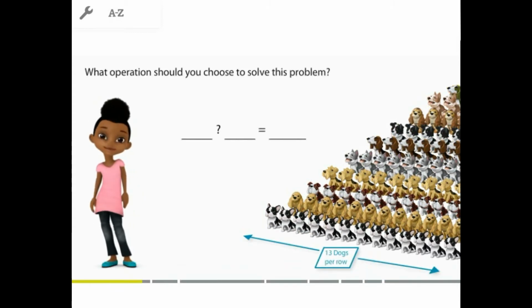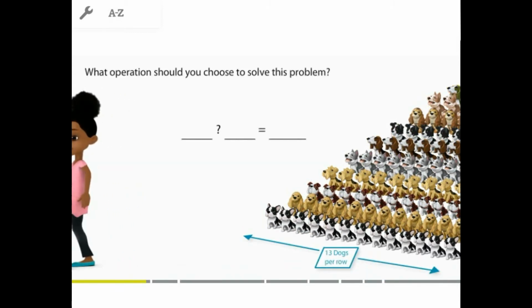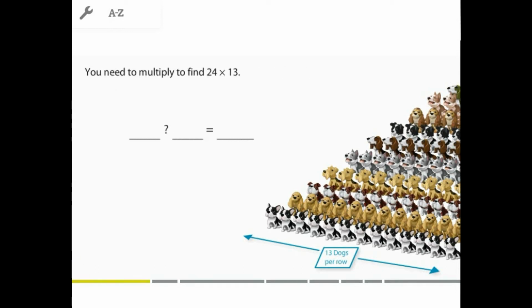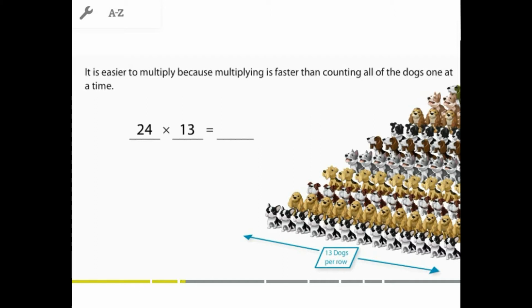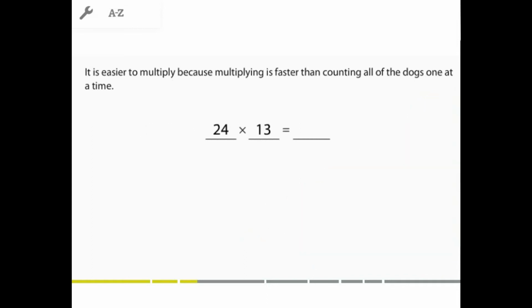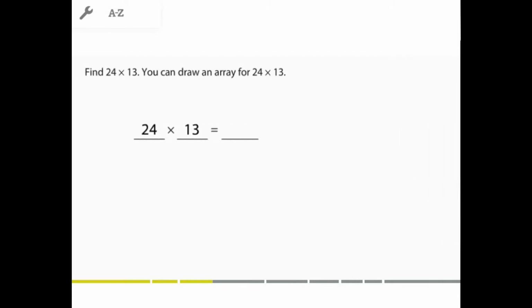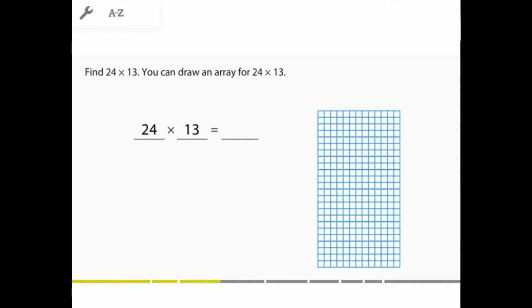What operation should you choose to solve this problem? You need to multiply to find 24 times 13. Why is it easier to multiply than count all of the dogs? It is easier to multiply because multiplying is faster than counting all of the dogs one at a time. Find 24 times 13. You can draw an array for 24 times 13.